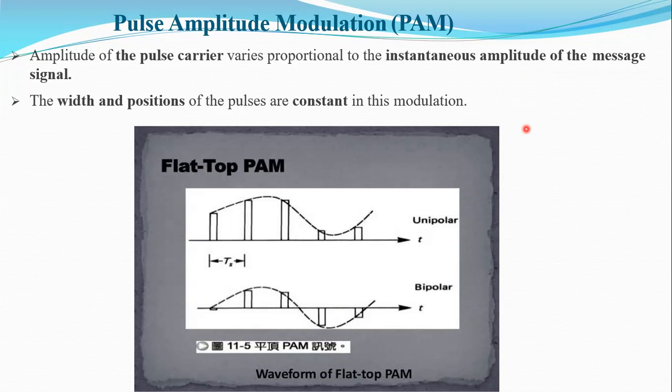A signal contains three parameters: amplitude, width, and position. In this modulation, the width and positions of the pulses are constant, and the varying parameter will be amplitude. PAM could be of two types: the first one is single polarity PAM and the second is double polarity PAM.